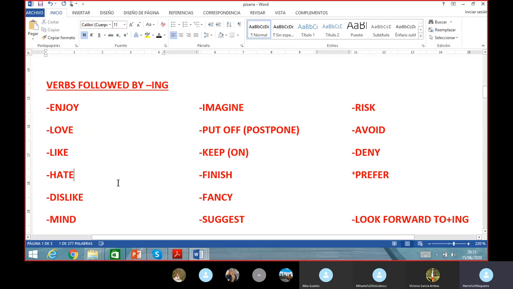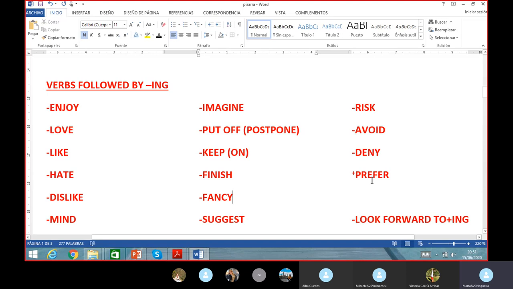Mind es importar. Si yo digo, would you mind opening the window, please? Would you mind opening the window? Or put off, which means postpone, or keep, finish. Fancy is like, gustar, ¿vale? Suggest, sugerir. Risk, arriesgar, ¿vale? Avoid, evitar. Deny, negar.